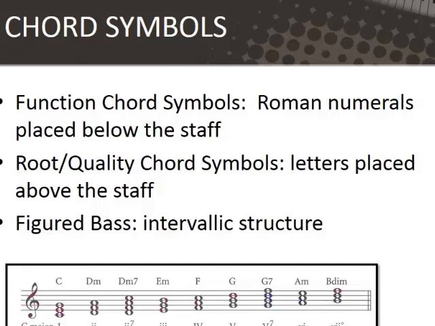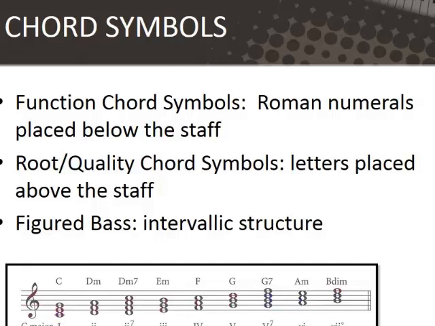The other thing that we can do is describe the root and the quality with chord symbols, as letters placed above the staff. When you're putting the letters above the staff, it really isn't telling you how that chord functions within the key, but it tells you exactly what that chord is. So again, if you're looking at a D minor chord, it could be a 2 in C major. It's also going to fall in other keys, but it will have a different function.